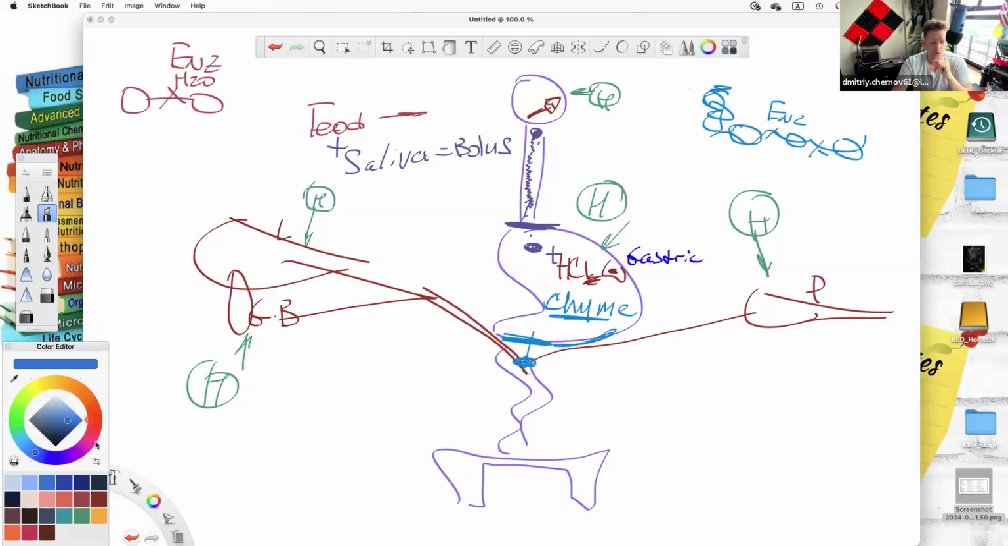Now it is very important for the digestive system. I'm colorblind, so for me, picking the same color twice is hard. So that bolus, nice, I mean chyme. So that chyme appears in the small intestine.